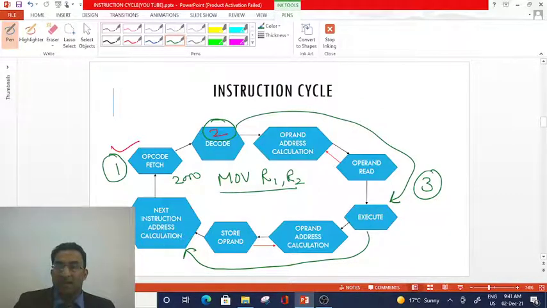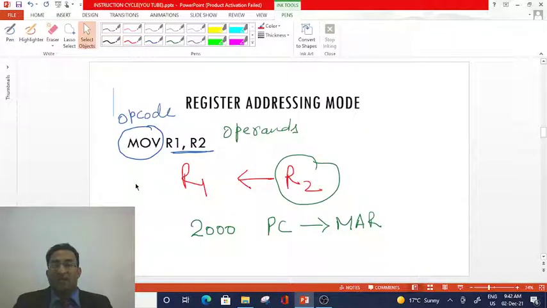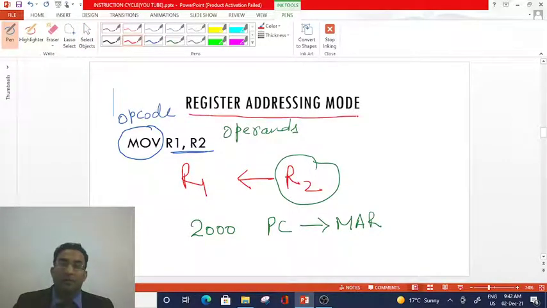That means the value of PC has to be incremented by 1. So basically address calculation means the value of PC is going to be incremented by 1. That means the next value of PC is going to be 2001. So this is the instruction cycle for the register addressing mode.